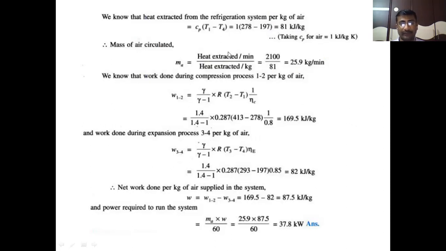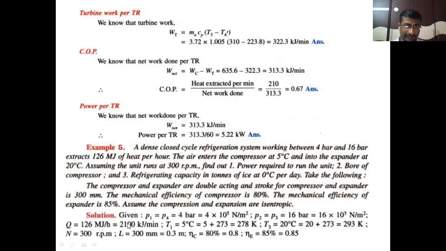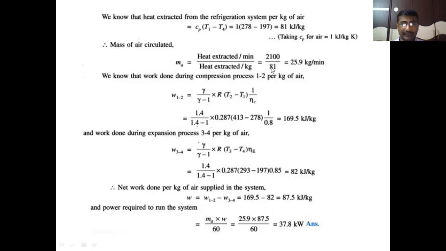Cp is 1 kilojoule per kg Kelvin, or 1.005; the 0.005 value is neglected, and we can directly take 1. So 81 kilojoules per kg of heat is extracted by the cycle for every 1 kg of mass. The mass of air circulated is heat extracted per minute divided by heat extracted per kg. Heat extracted per minute is given as 2100 kilojoules per minute, so mass of air circulated is 2100 by 81, which gives 25.9 kg of air per minute circulating across the system.